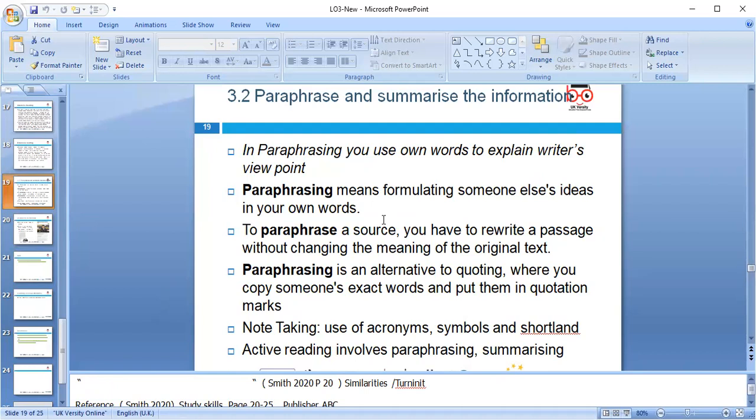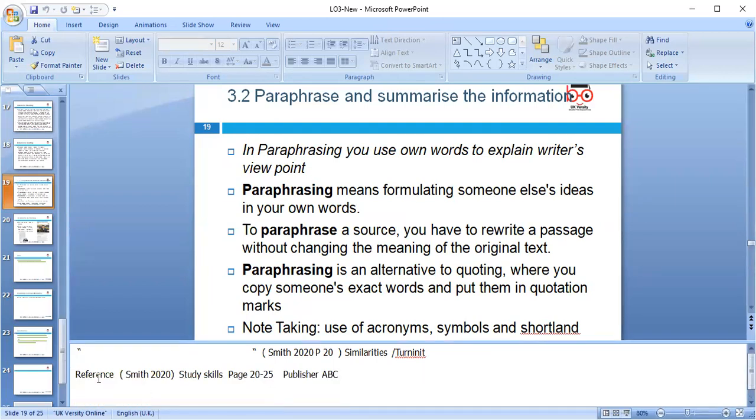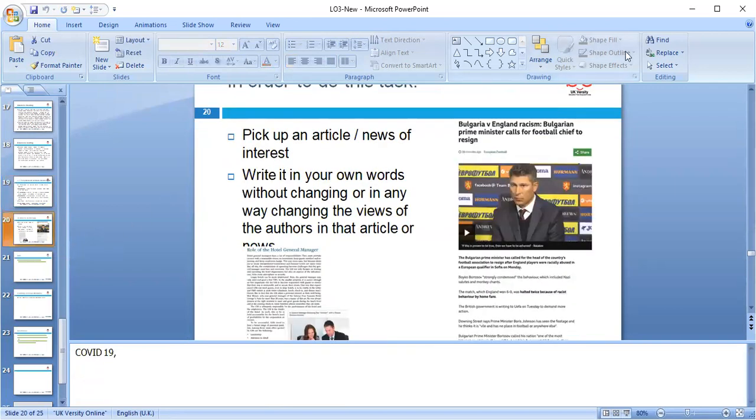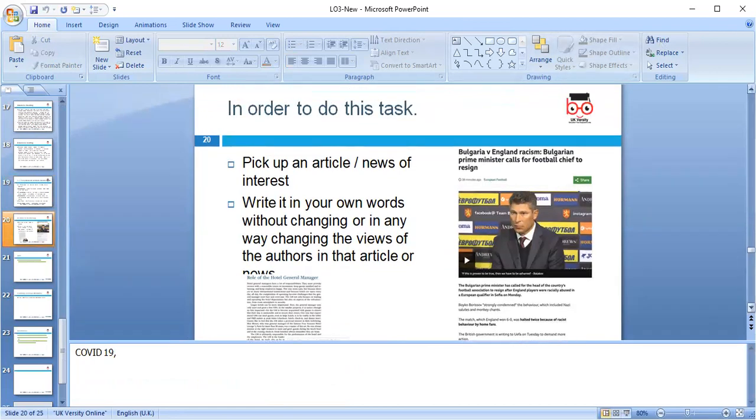Paraphrasing is an alternative to quoting, where you copy someone's exact words and put them into quotation marks. Note taking can use shorthand and active reading, always paraphrasing and summarizing. Like the examples I quoted, make sure you turn it in through the software if you write in your own words. Make sure to reference, like Smith 2000, where you got it, the study skills book, which page, and who the publisher is. We can use the Harvard reference style, and we have a separate session on Harvard style guidance.